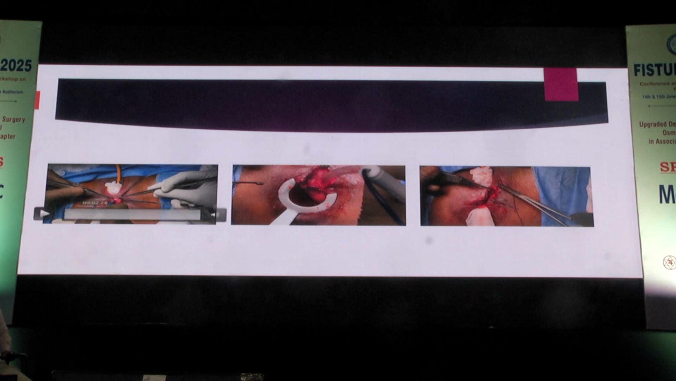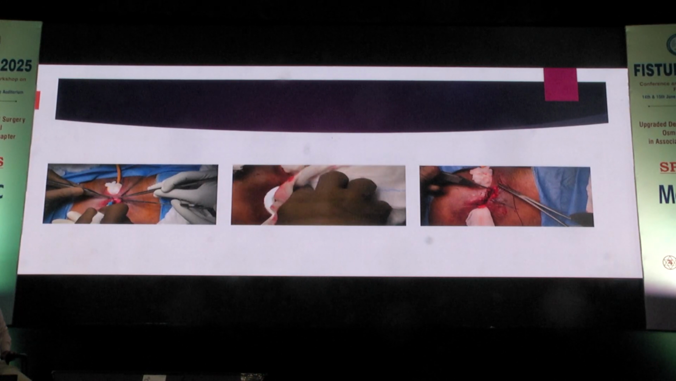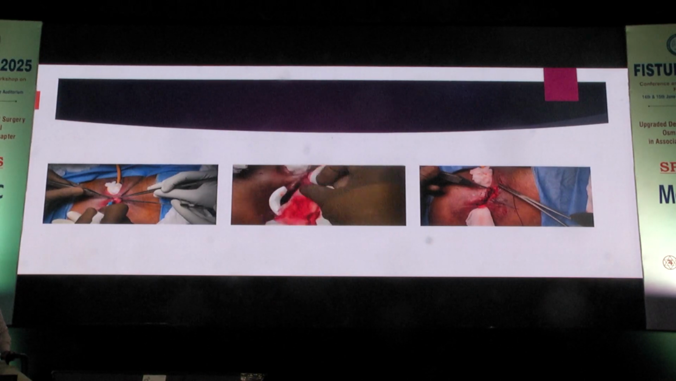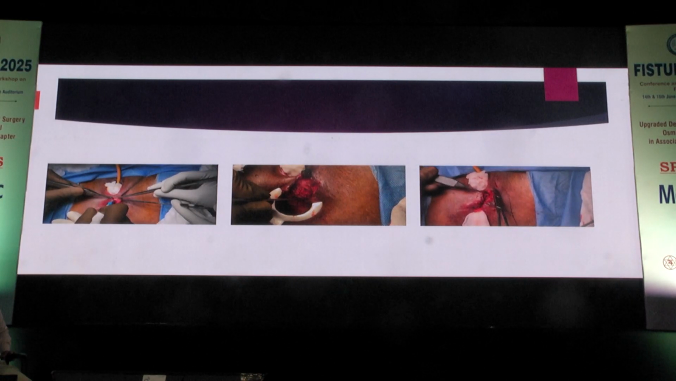Next picture. Next picture. Marsupialization is done to decrease the area of the raw surface.